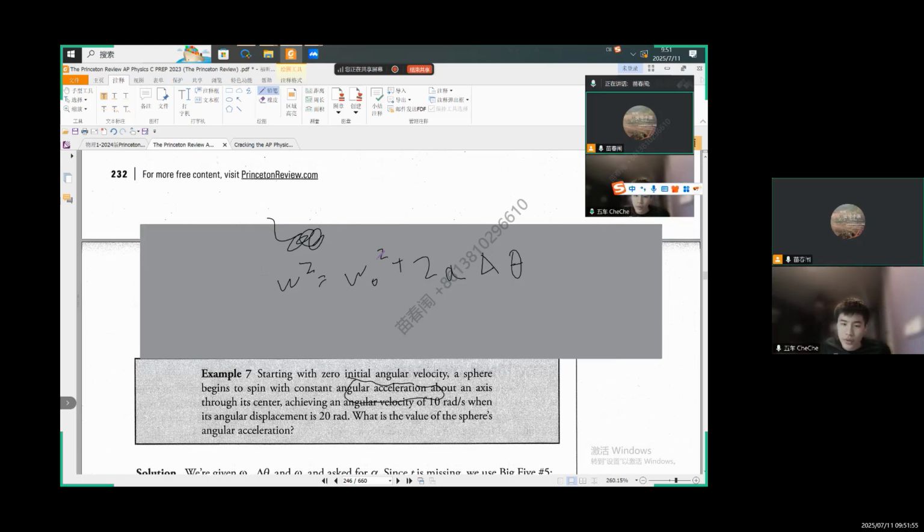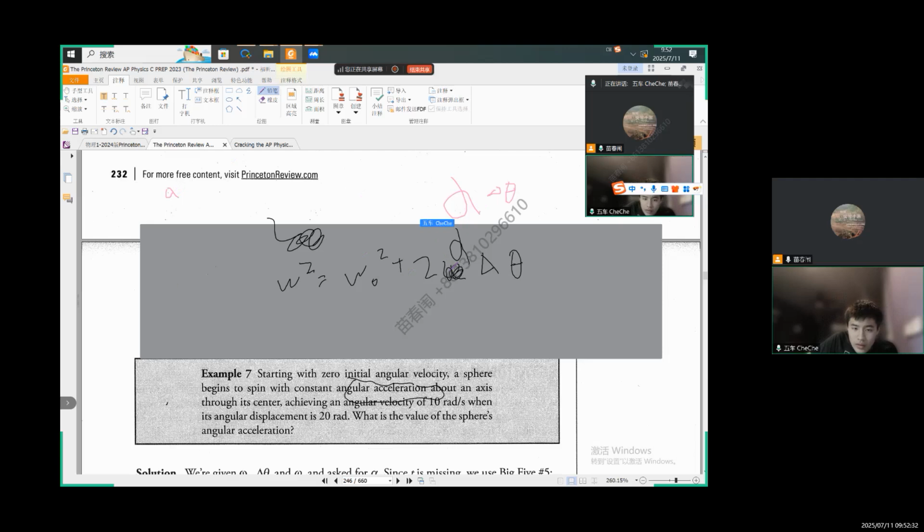Wait, sorry, I forgot. What is A again for this situation? Oh, for this it is alpha. It's the angular acceleration. Before it was the linear acceleration, now it's angular. Whatever was linear before, now it's angular. So you might change it into alpha in case you confuse it with A. Change that before it's too late.